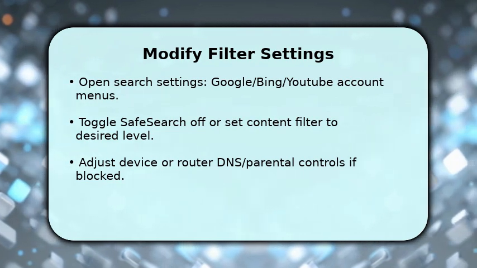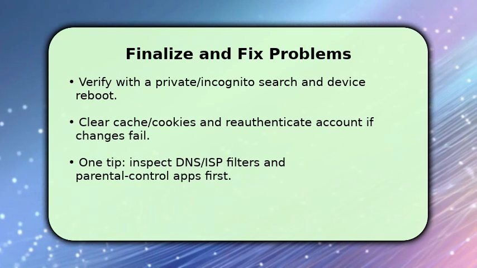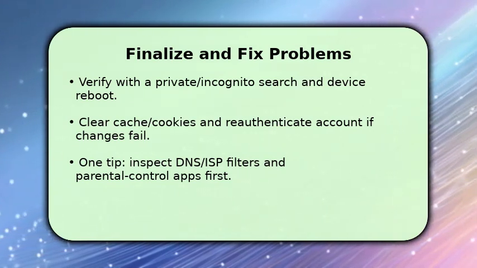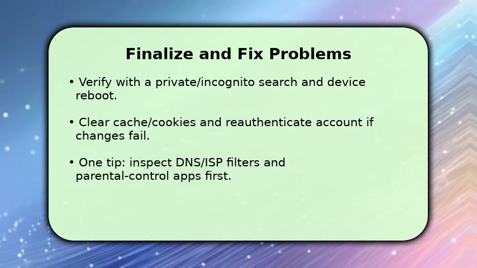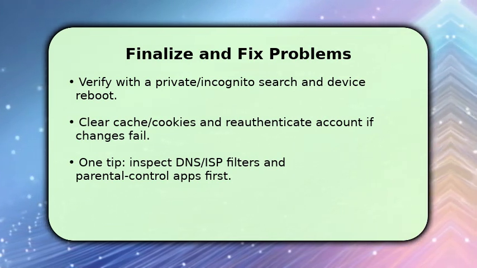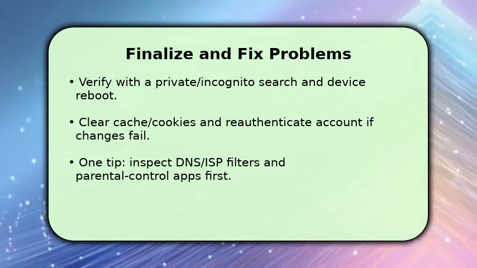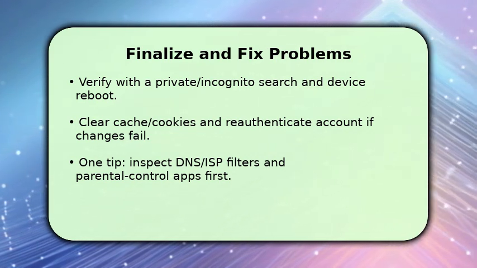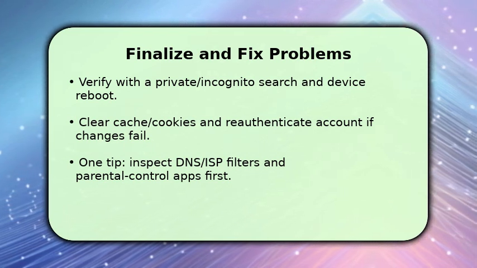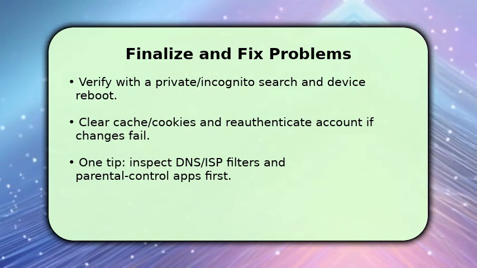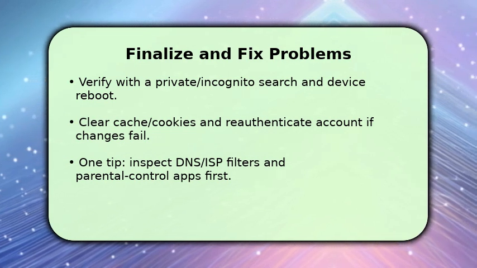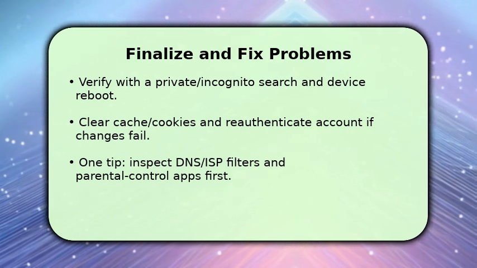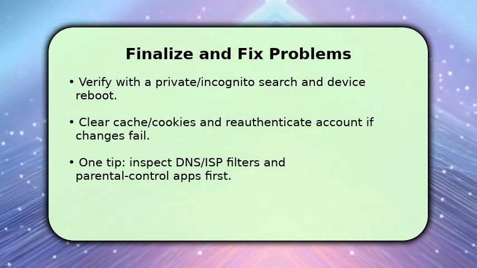To complete the process, verify changes by doing an incognito search and rebooting the device. This clears cached filter behavior. If Safe Search remains on, clear browser cache and cookies, sign out, then sign back in to reapply preferences. If still blocked, inspect DNS settings or contact the ISP. Some networks enforce filters. One key troubleshooting tip: check for parental control apps or enterprise profiles on the device and remove or reconfigure them, because they commonly override user-level Safe Search settings.